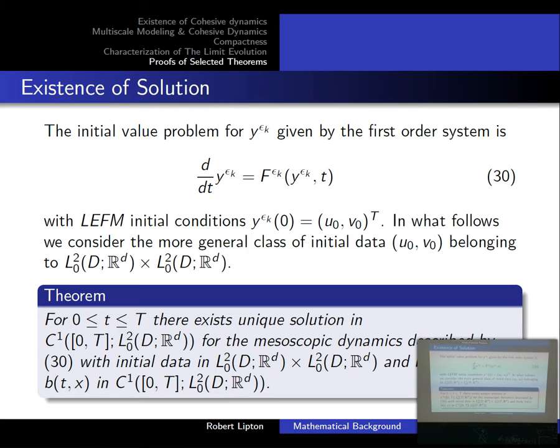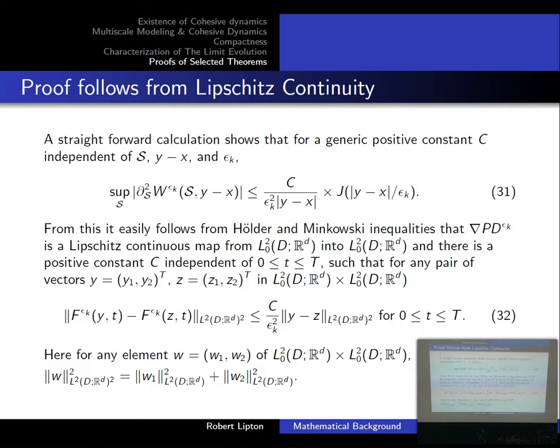So that's how we show existence. We show existence for the first order system. And the proof of this requires a calculation, a bit tedious, that shows that the supremum of the second derivative of this function is actually bounded. It's a function of epsilon, so we see that as epsilon goes to 0, this bound gets worse and worse.